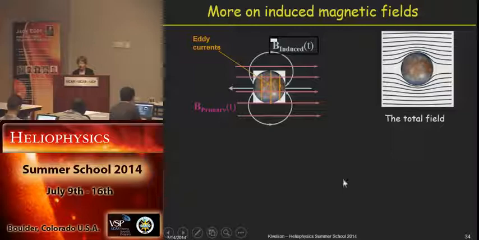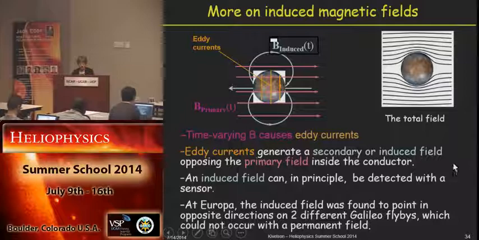The effect of the maximum inductive field you can make is to cause the external field lines to be expelled from the body. So that's what the total field would look like. I think at Europa we found the induced field pointing in opposite directions on two different Galileo flybys, which couldn't have happened with a permanent field.